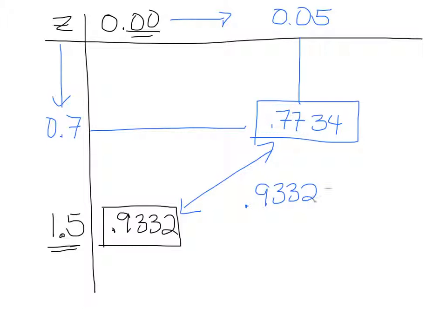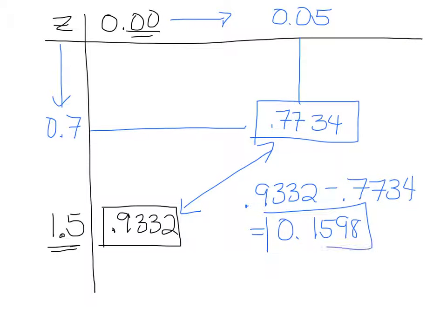So we're going to take these two areas and subtract them: 0.9332 minus 0.7734, and this is equal to 0.1598. Now the question is asking for it in terms of a percent. That means that this is the decimal, and to make it a percent, just multiply it by 100. So this is 15.98%.